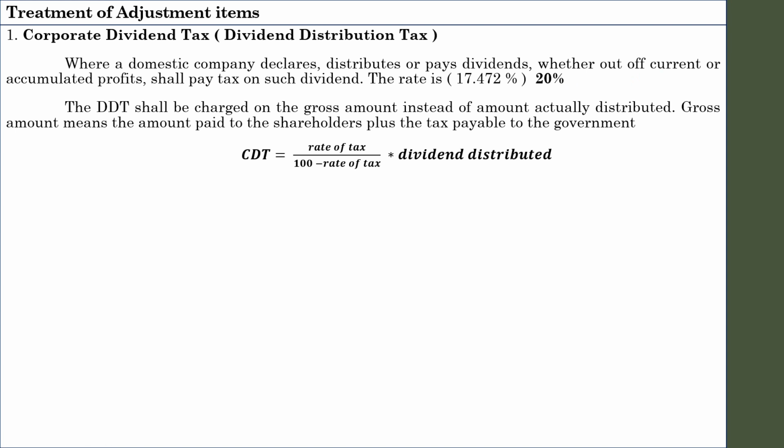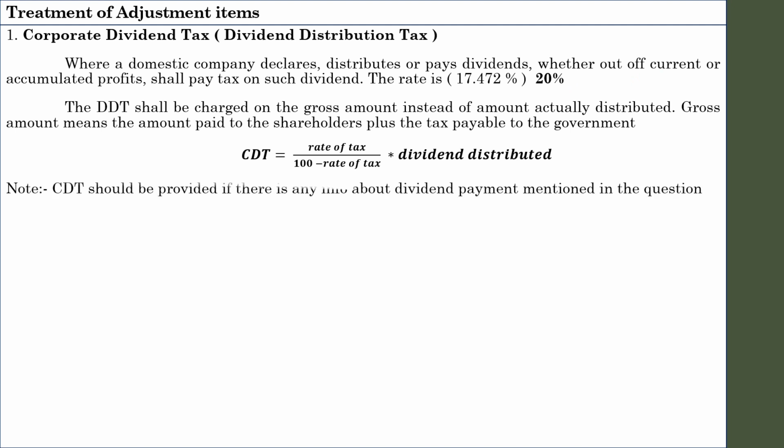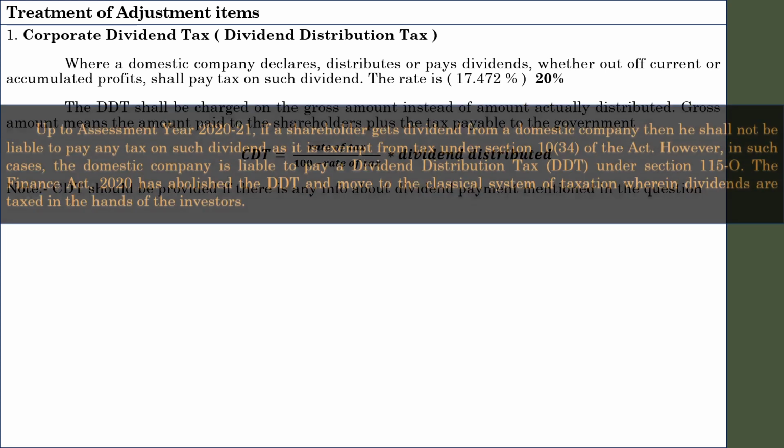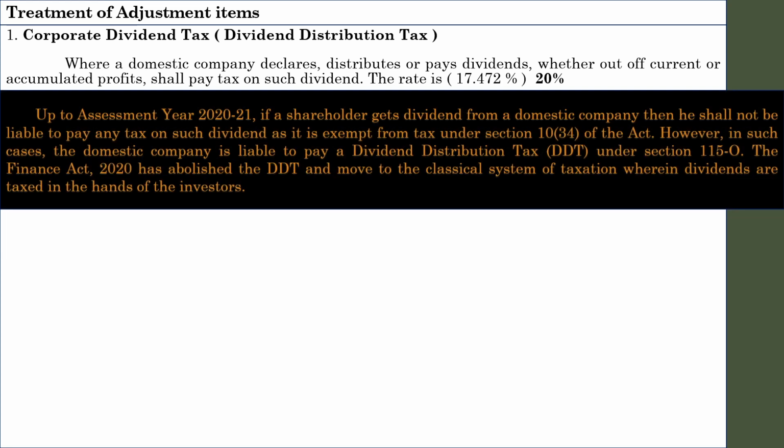So this is the aspect with regard to corporate dividend tax, but the CDT should be provided if there is any info about dividend payment method in the question. But during the assessment year 2021, if a shareholder gets dividend from a domestic company, then he shall not be liable to pay any tax on such dividend. We all mentioned about that, as it is exempt from tax under section 10 subsection 34 of the Act.